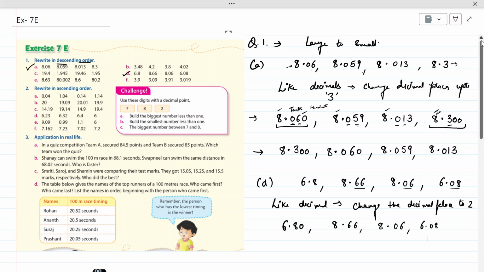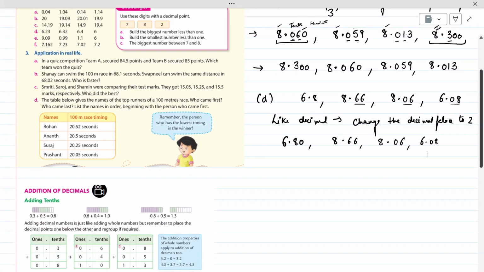Next, we have to start the comparison, and for that we will compare the ones part first, that is 6, 8, 8 and 6. So when we see this, we know that 8 is greater than 6. So that means we have to consider these two numbers, 8.66 and 8.06, and among those, we have to find out which one is largest. In both the numbers, we have 8 at the ones place.